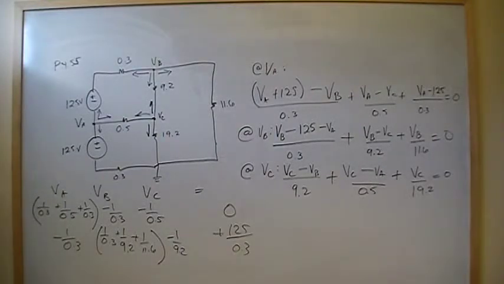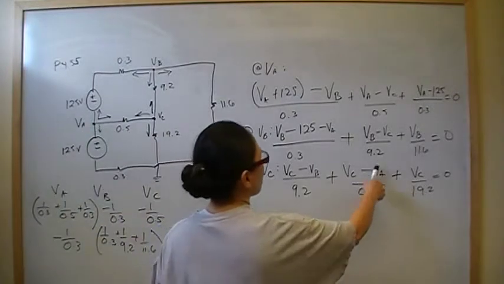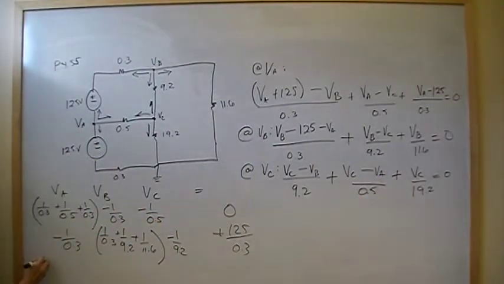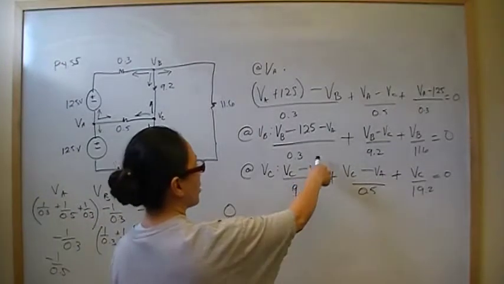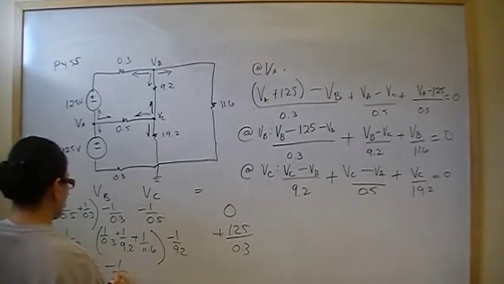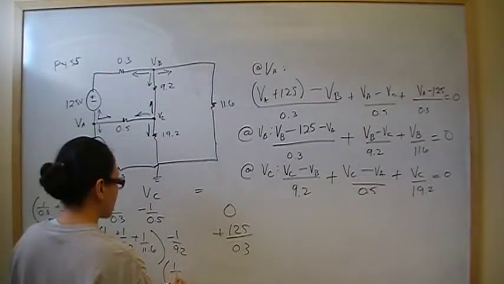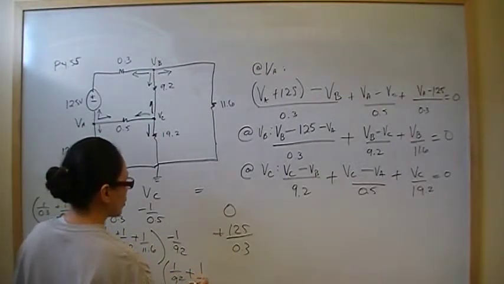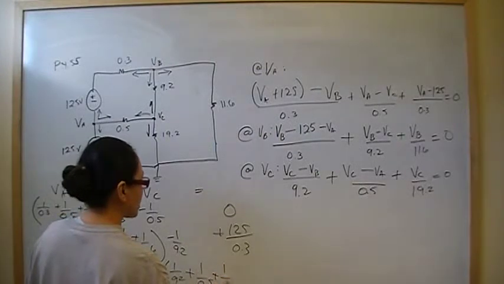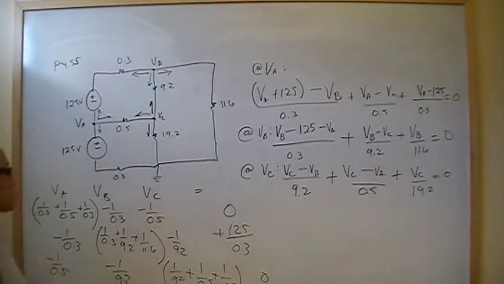Now the final equation: for VA, we have -1 over 0.5. For VB, we have -1 over 9.2. And for VC, we have 1 over 9.2 plus 1 over 0.5 plus 1 over 19.2, and 0 for constants. That's our matrix. So let's go ahead and enter the information into our matrix and find out what VA, VB, and VC are. But first, let me make sure the entire screen is available.